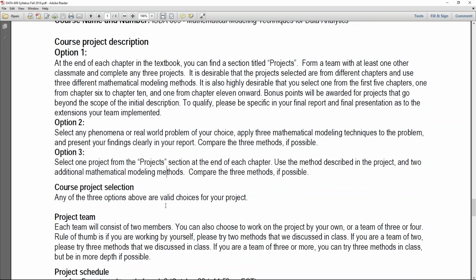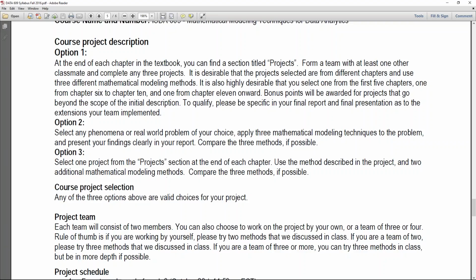In terms of my preference, I hope that you would come up with something that's really useful for your business or for your current work. So option two probably is more preferable, but it doesn't mean that you have to choose option two. You can choose option one or option three, and I'll still treat all the projects fairly in terms of the grading on all three different options.